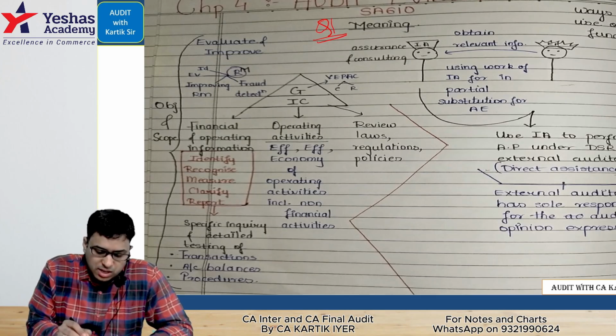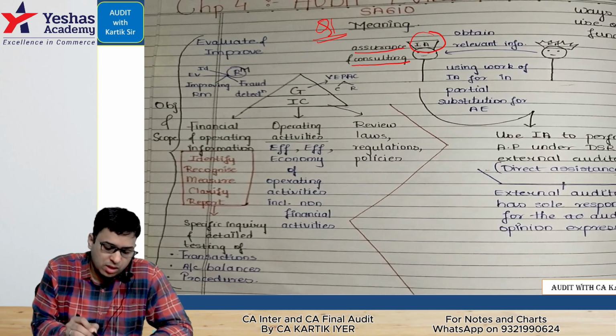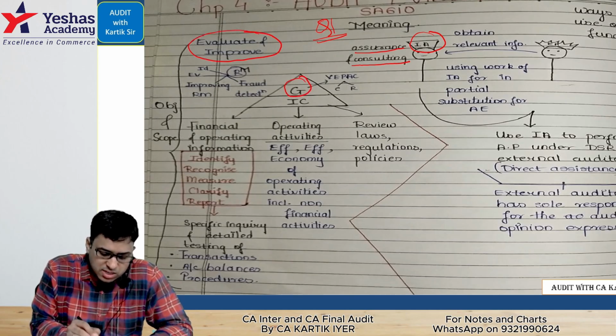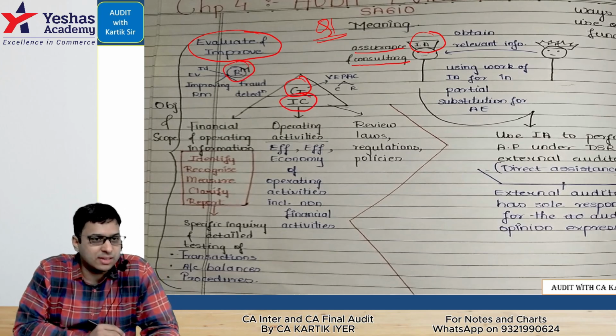Very simple. Sir, the internal auditor provides assurance and consulting in order to evaluate and improve 3 things, that is governance, risk management, and internal controls. So he does that. Simple. That is basically the definition.